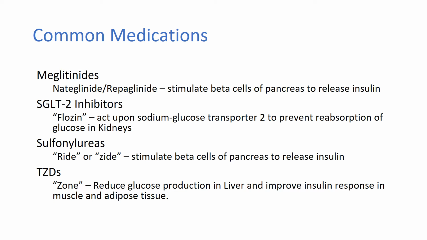Next, and finally, we have the TZDs. So these typically end in zone. They reduce glucose production in the liver and can actually improve insulin response in the muscle and adipose tissue. So this helps to reduce HA1C levels, and generally they have a few side effects, but there's some concern over increased heart failure. So some populations may do better on this than others.